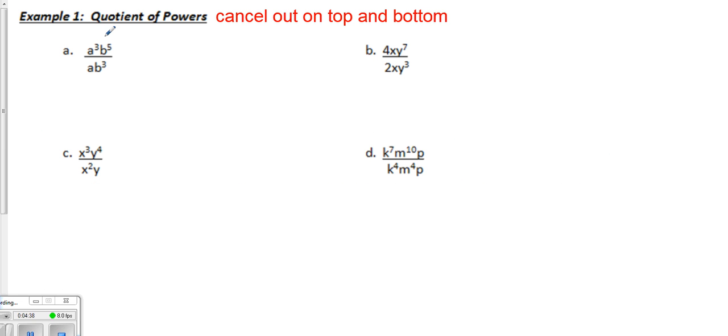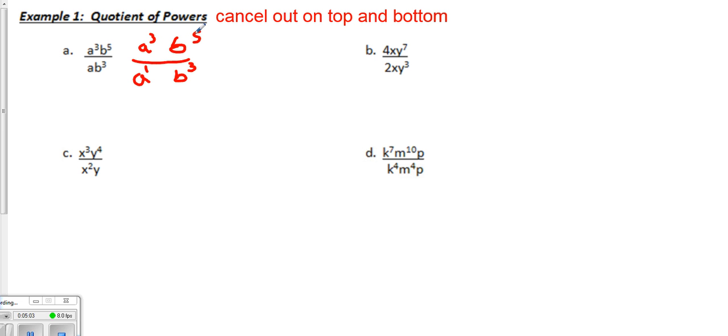So let's look at some examples of this. Example 1, we're looking at quotients of powers. Remember, you always cancel out on top and on bottom for these. So I'm going to rewrite this. A to the 3rd, B to the 5th, all over, if there's no exponent there, it's like an A to the 1st, and B to the 3rd.